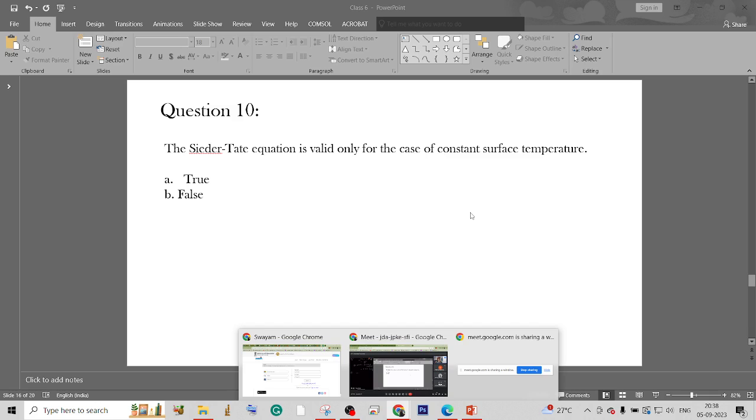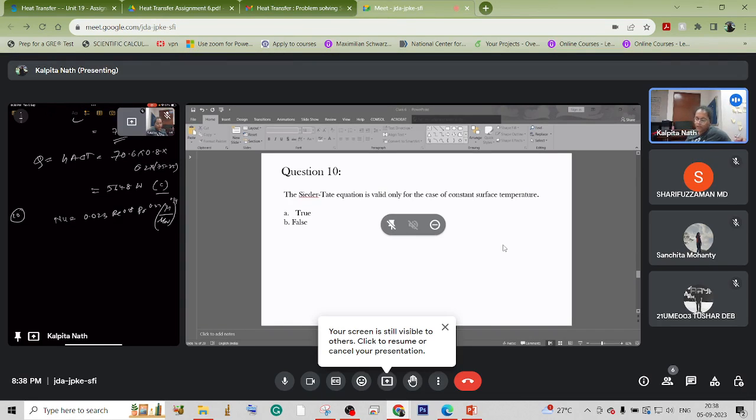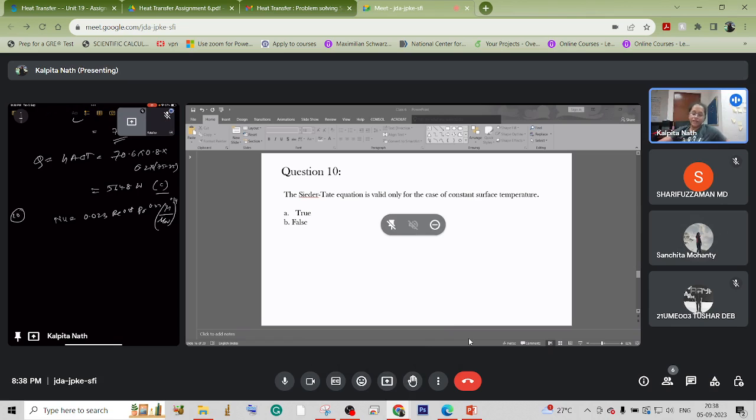Remember, Sieder-Tate equation: 0.023 Reynolds number to the power 0.8, Prandtl number to the power 0.33, mu upon mu w to the power 0.14. Now tell me whether it is used only for constant surface temperature, or it can be used for any case. Tell me. I'm confused. Okay, it can be used for any case.